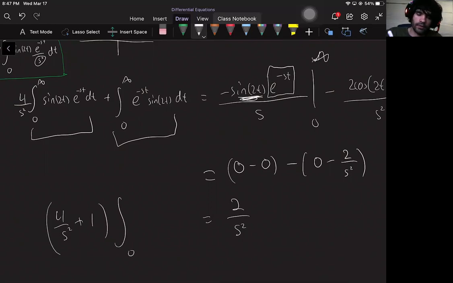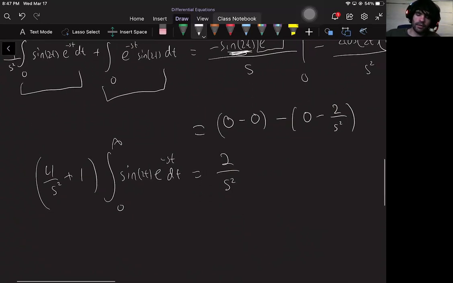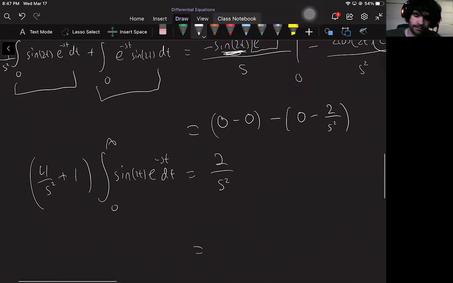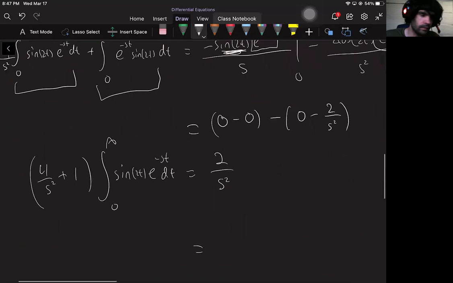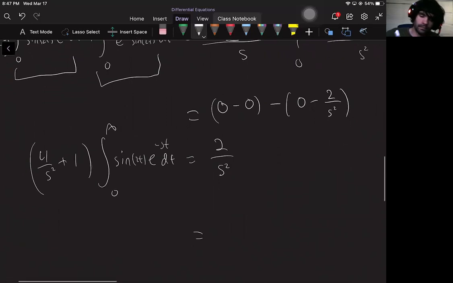And then I've factored out this integral that I was trying to solve for in the first place. I don't know why I wrote the sign first this time. Whoops. Okay, I'll flip it back. So then if I just divide by this 4 over s squared plus 1, then I'll be done. Let me put it back in the earlier form this time.